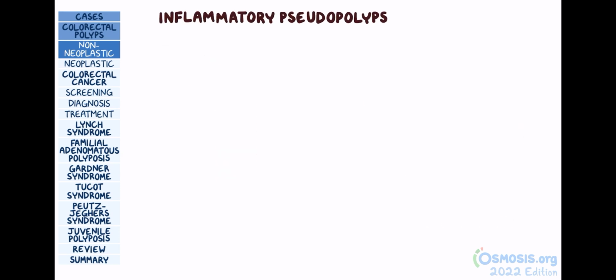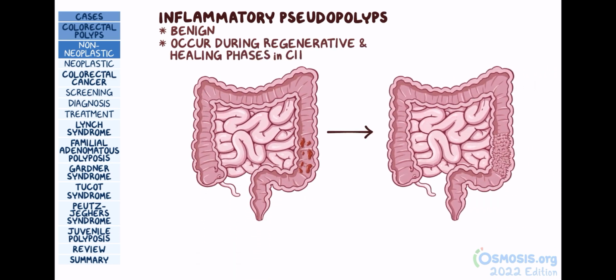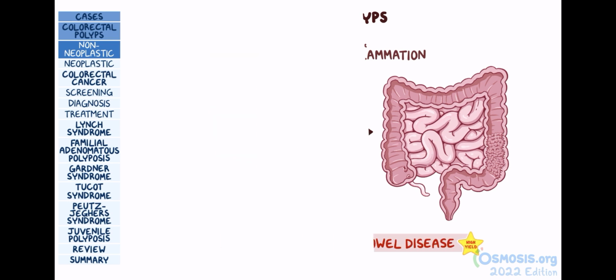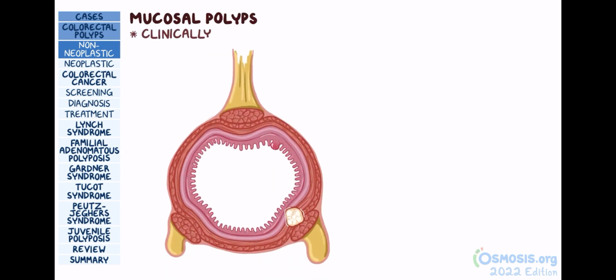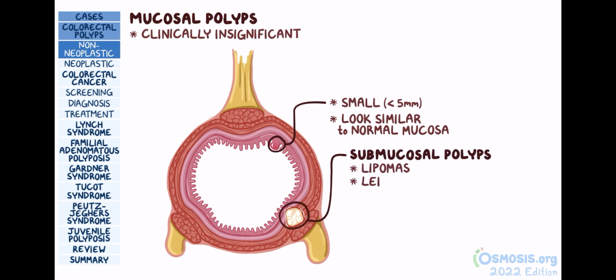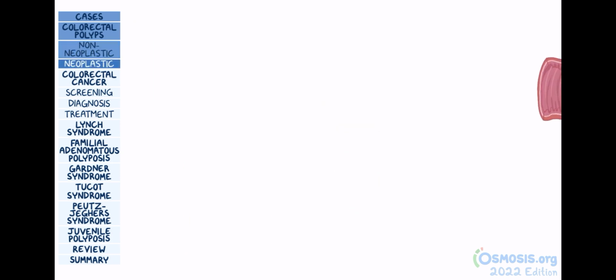Inflammatory pseudopolyps are multiple benign pseudopolyps that occur during regenerative and healing phases in chronic inflammation, and they're most commonly seen in inflammatory bowel disease. Mucosal polyps, which are clinically insignificant, are usually small, less than 5 millimeters, and they look similar to surrounding normal mucosa. On the flip side, submucosal polyps can include lipomas, leiomyomas, fibromas, and other lesions. Now let's switch focus to neoplastic polyps.